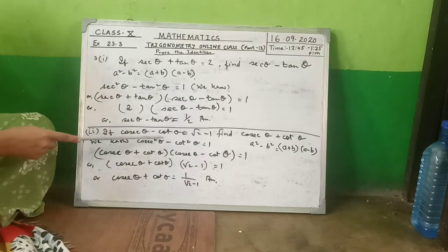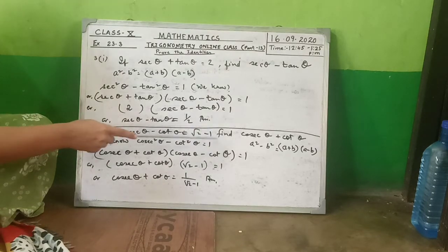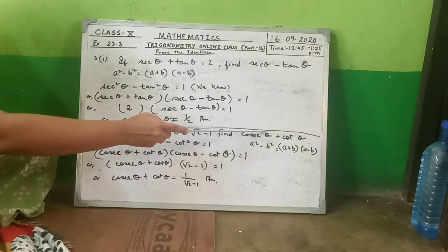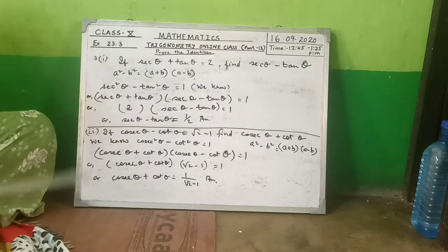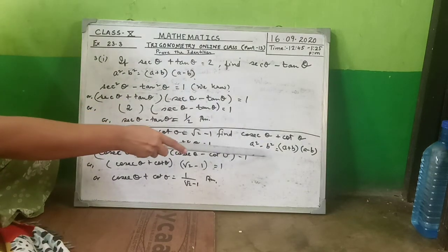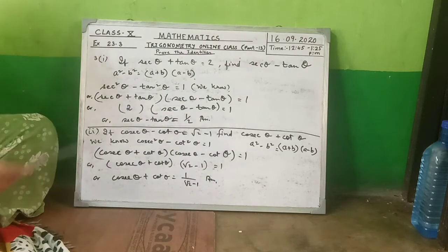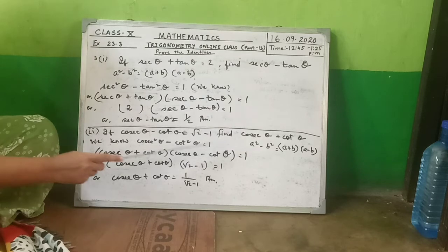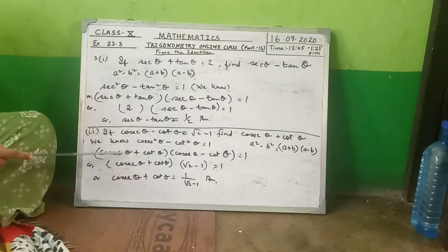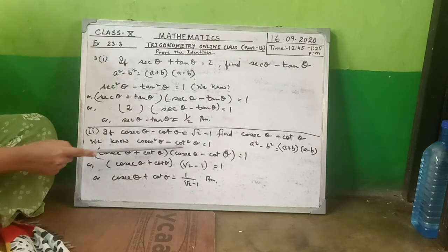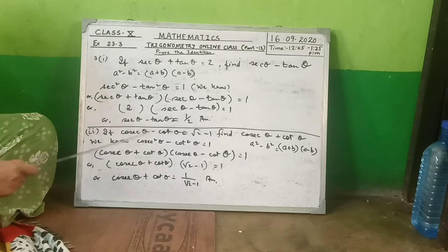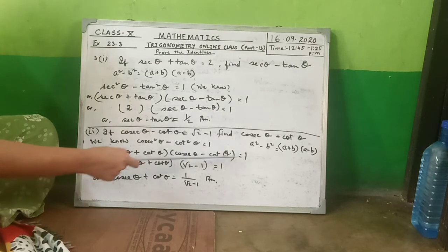If cosec theta minus cot theta is equal to root 2 minus 1, find cosec theta plus cot theta. Again the same formula, a square minus b square, that is a plus b into a minus b. We know cosec square theta minus cot square theta is equal to 1. So we will write it like that. Instead of a square minus b square, that is a plus b into a minus b, cosec theta plus cot theta into cosec theta minus cot theta is equal to 1.